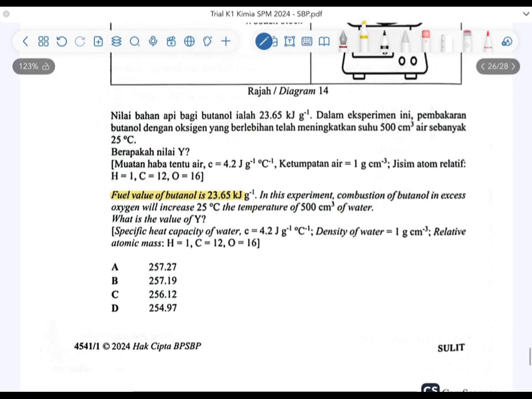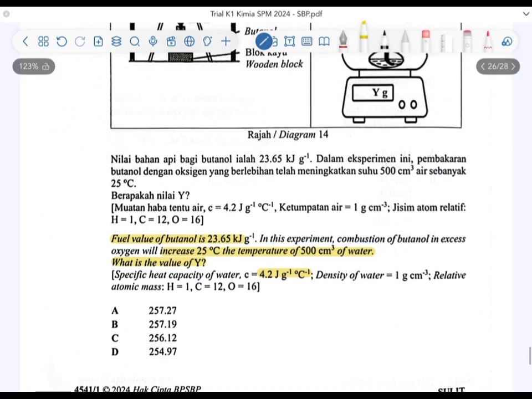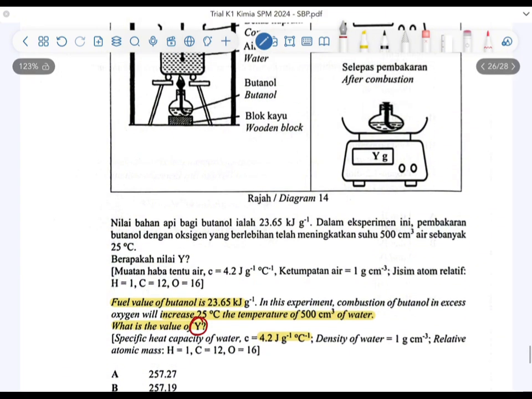In this experiment, the combustion of butanol in excess oxygen will increase the temperature of 500 cm3 of water by 25 degrees Celsius. So what is the value of Y? Provided the specific heat capacity is 4.2 joule per gram per degree Celsius, the density of water is 1 gram per cm cube, and the relative atomic mass of H. Basically we just want to find the value of Y, which is the mass of the butanol after the combustion, right?